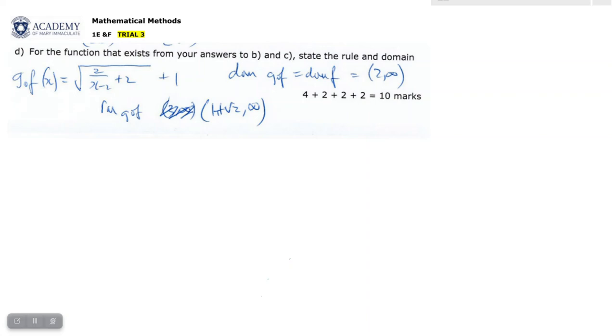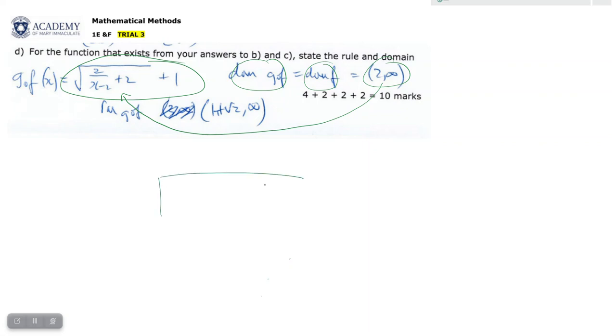First of all, we know the domain of g∘f is equal to the domain of f, which equals (2, infinity). So it's always the domain of the inside function. That's the restriction you place on the rule of g∘f. So this root function has a rule that goes like this. Now, how do I apply this domain onto this rule?